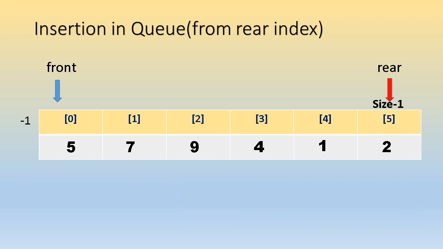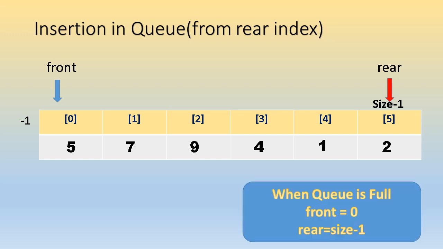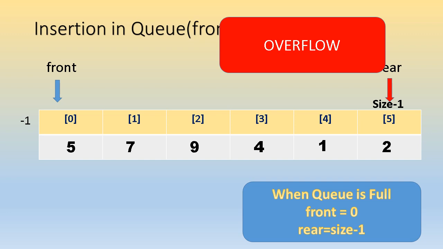So here we will see insertion in a queue from the rear index. To insert any element in any data structure, we need to check whether it is full or not. As you can see here, in this situation the queue is full. So the condition is to check if front is at 0 and rear is at size -1, then we can see the queue is full and we can print the message overflow, meaning we can't insert an element.